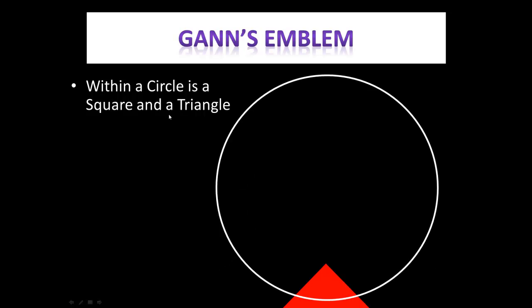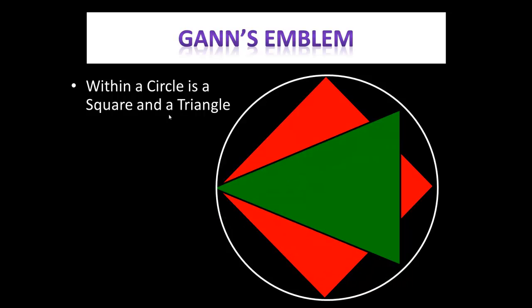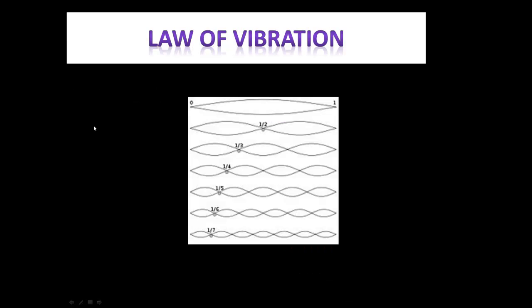So here's Gann's emblem. He's quoted as saying within a circle is a square and a triangle. So there's our circle, our square and our triangle. As astrologers we know that the triangle is a grand trine and the square is a grand square. Now Gann talks about the law of vibration, and vibration has a lot to do with harmonics, and as astrologers all the aspects we use are actually a harmonic or a division of the circle.